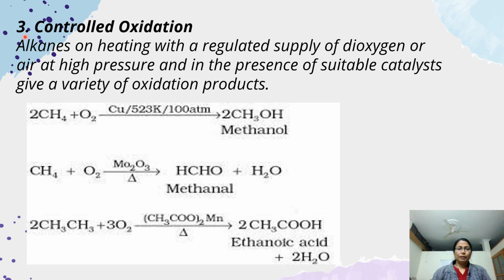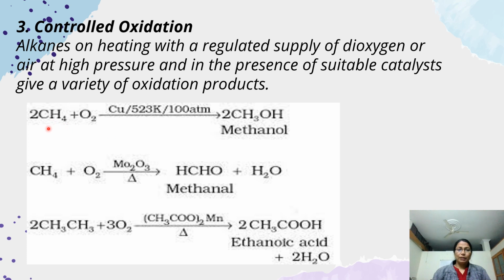Let us start with the third chemical property, controlled oxidation. Alkane on heating with a regulated supply of dioxygen or air at high pressure and in the presence of a suitable catalyst gives a variety of oxidation products. मतलब जब एल्केन को हम डाइऑक्सीजन और एयर के प्रेजेंस में हीट करते हैं, प्रेशर हाई होता है और कैटलिस्ट के प्रेजेंस में हीट किया जाता है इसे, तो हमें वैरायटी ऑफ ऑक्सीडेशन प्रोडक्ट मिलते हैं.